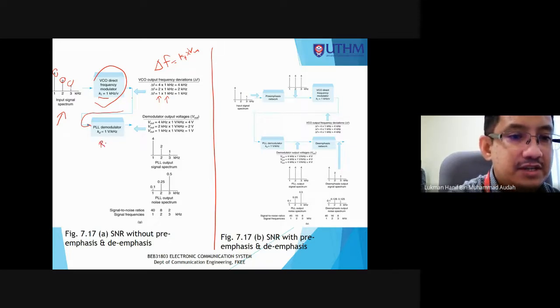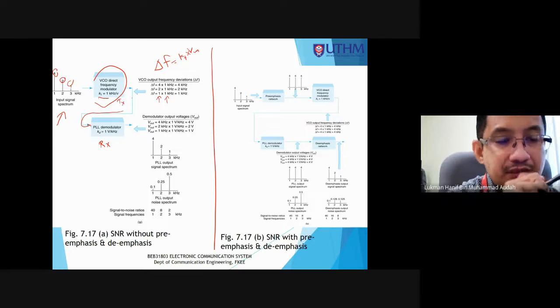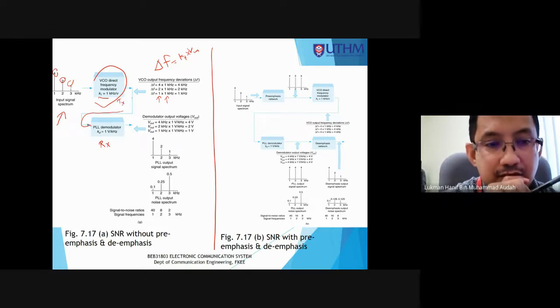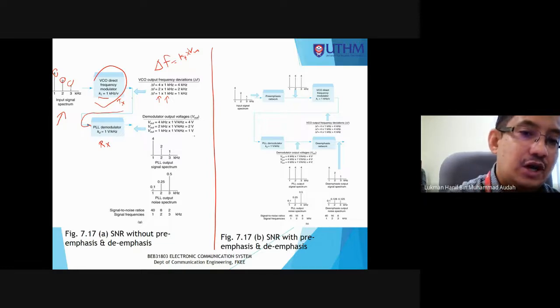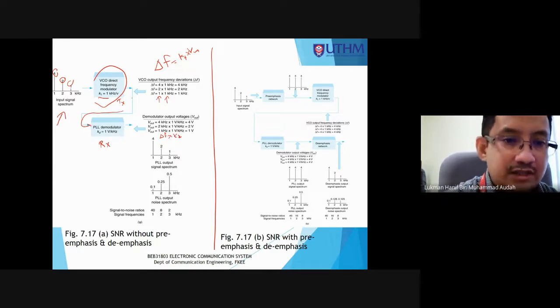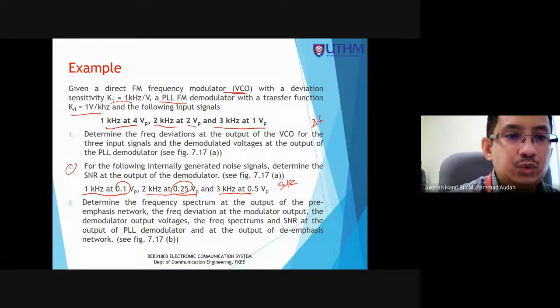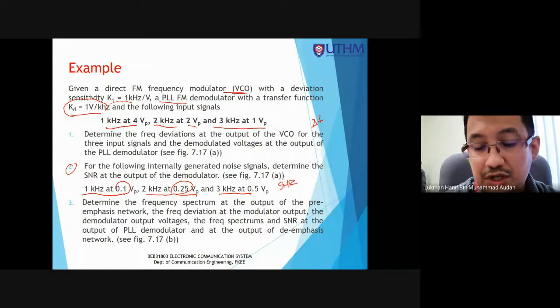Ini berada pada receiver, tadi pada transmitter. So mula-mula cari nilai voltage-nya. The output voltage is equal to delta F multiplied with KD. Nah, so tadi delta F tadi masuk ke dalam sini, multiplied with the KD adalah transfer function untuk PLL, which is 1 volt per kilohertz. So we need to multiply with hertz in order to find volt.